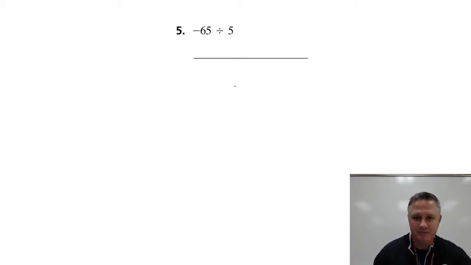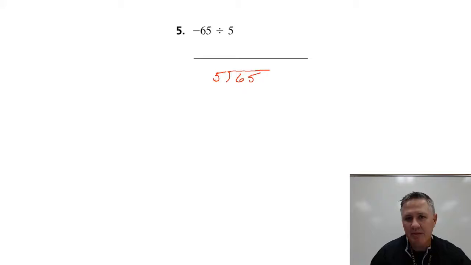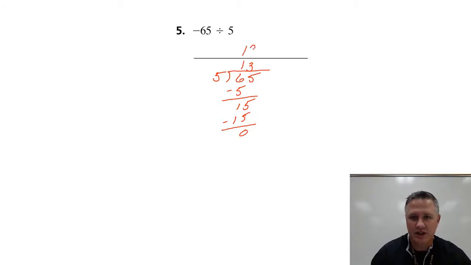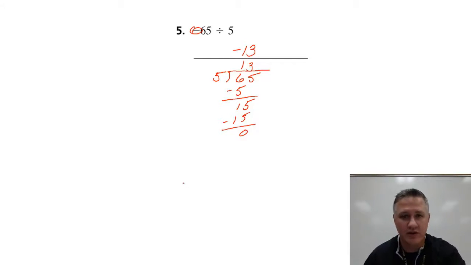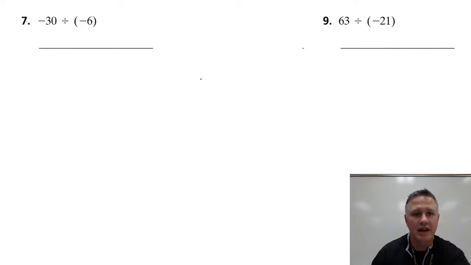Okay, next problem. 5 into 65. I could count by 5s, or I could set up long division and say, how many times does 5 go into 6? 5 goes into 6 once. Then you multiply and say, how many do I have left? 1, and then you bring down the 5. 5 goes into 15 3 times, and it terminates. There's nothing left. So you get 13, and remember, one negative in the problem gives you a negative answer when you're dividing.